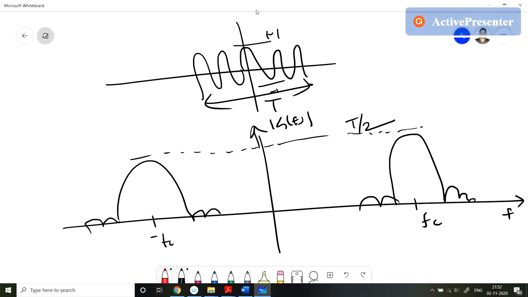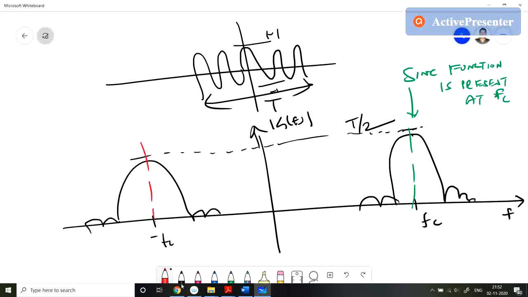It is t by 2 because two sinc functions are there. One sinc function is present at fc, and there is another sinc function present at minus fc. So we have two sinc functions, and basically we have taken the modulus here.